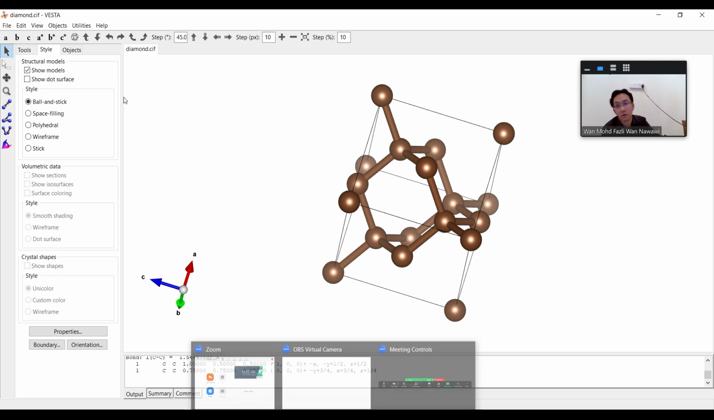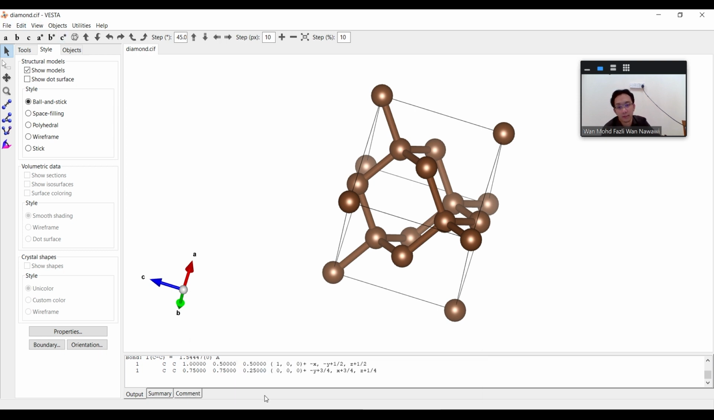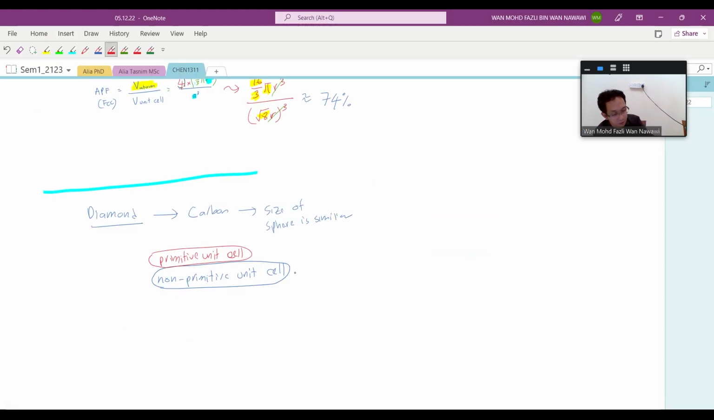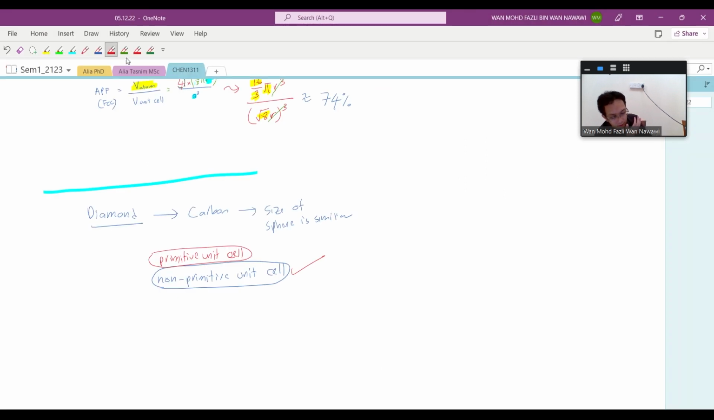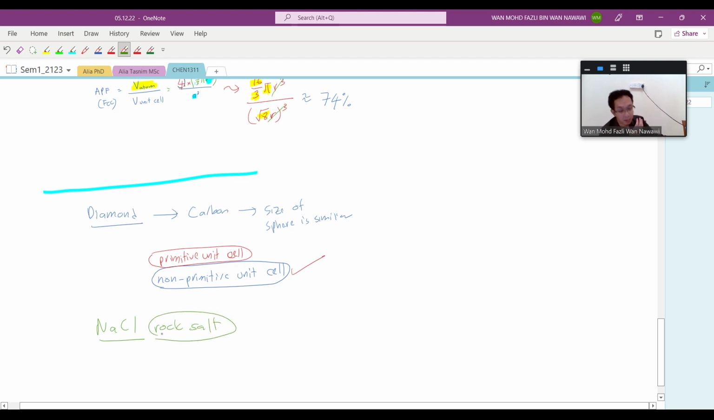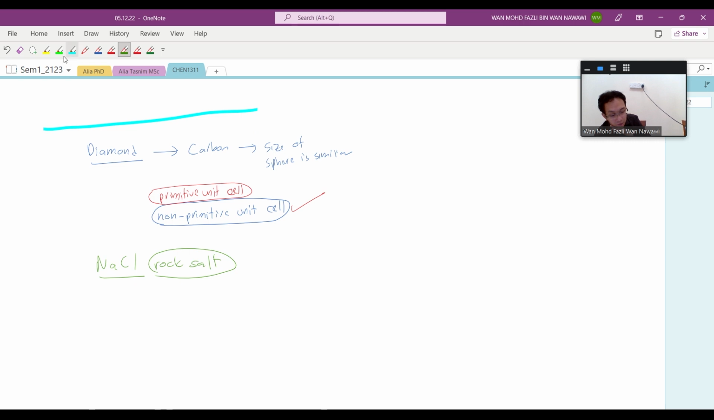So that's diamond. Diamond uses a non-primitive unit cell. But you see in diamond, all the spheres are the same size, because all of them are carbon. Let's take the example of salt. This is rock salt, the table salt that you use in the kitchen. Table salt has 2 different atoms, sodium and chlorine.